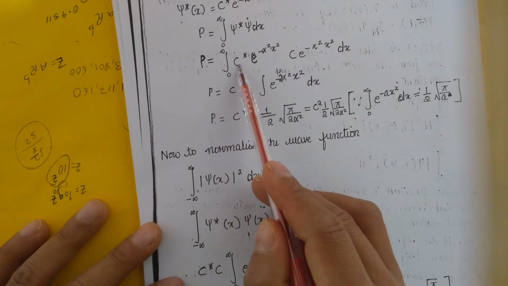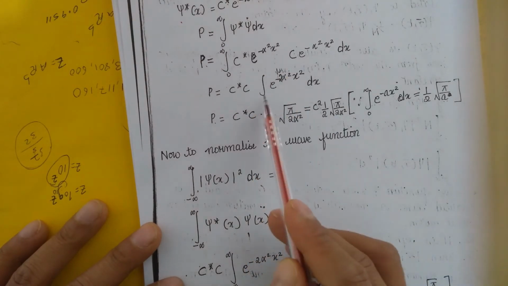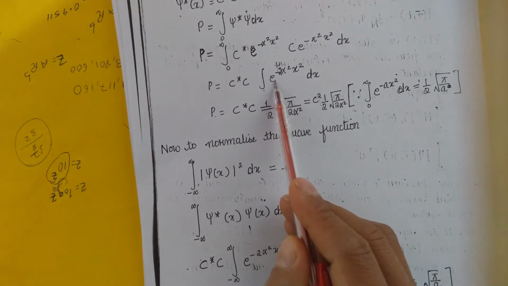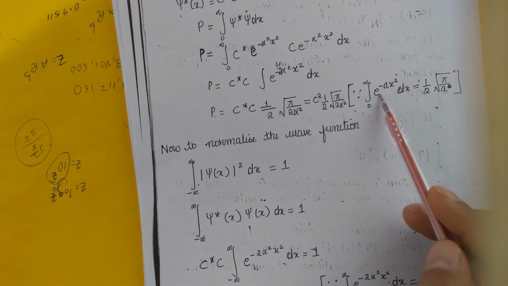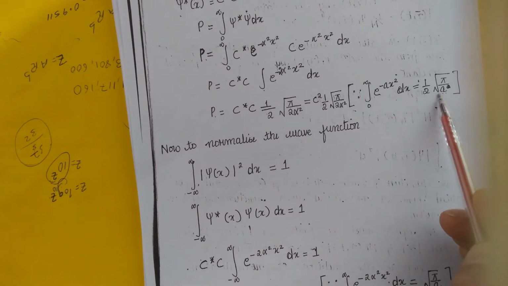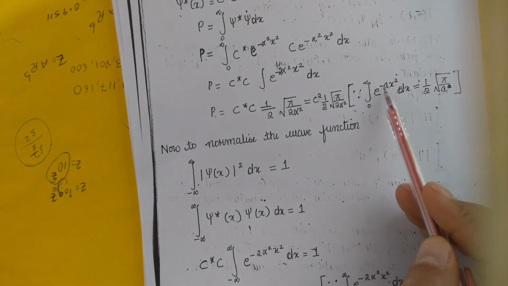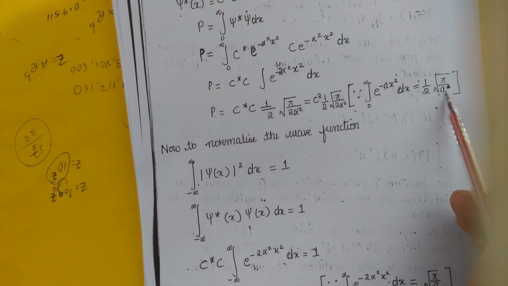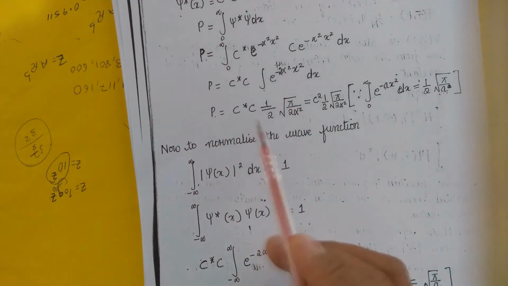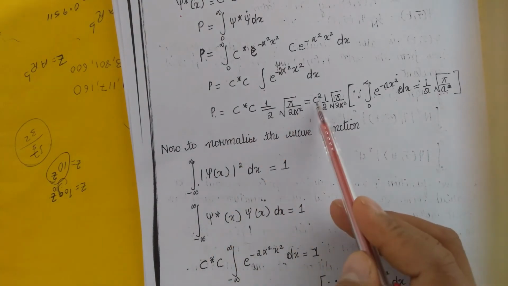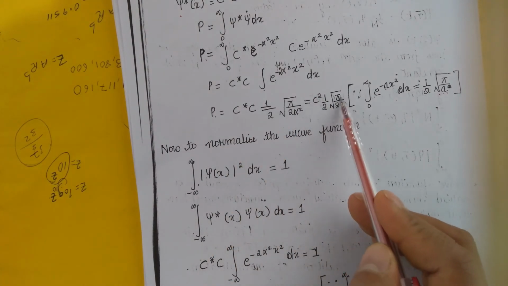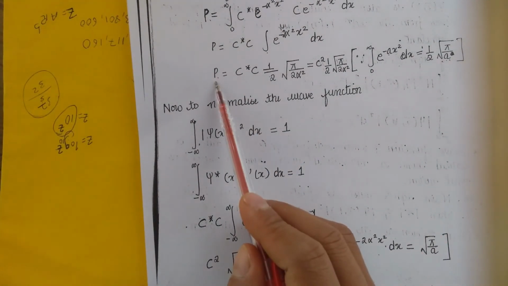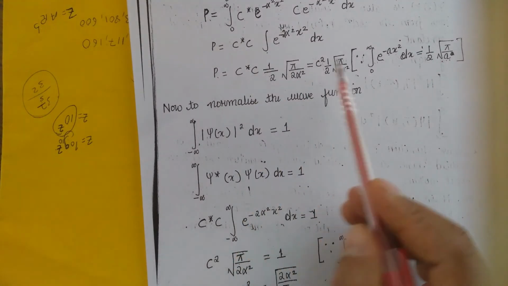We substitute the values, and since C star and C are constants, they can come out of the integration, so we are left with the exponential term. This type of integration is given by this type of solution. In this case, instead of A, we have 2 alpha square. Once we substitute that, we get the probability as C square times 1 by 2 root over of pi by 2 alpha square.